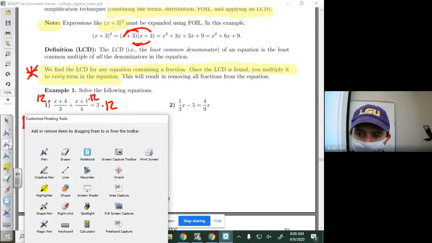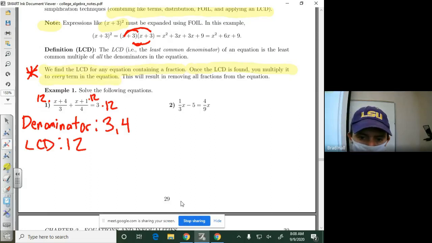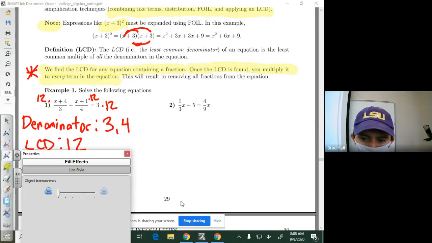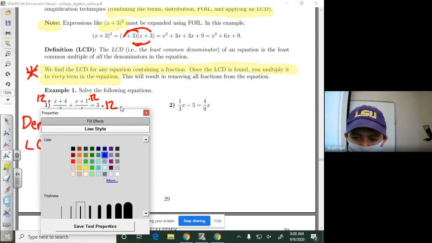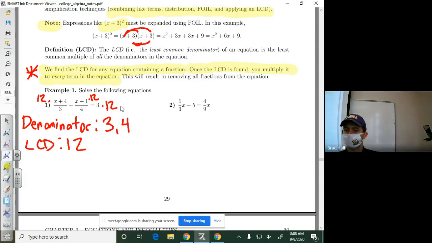Now I want to add a different color here, so I can emphasize how the least common denominator interacts with the fraction. So when you apply a least common denominator, after you apply it, all of your fractions will be gone. If your fractions are not gone after you apply the least common denominator, then you did not apply it correctly. That is the point of it. You apply the least common denominator and all of your fractions will be gone from the problem.